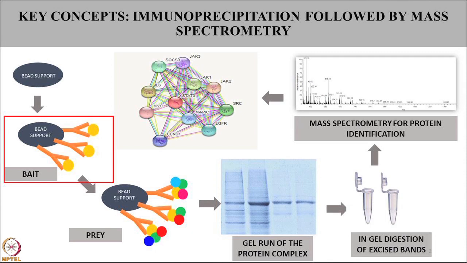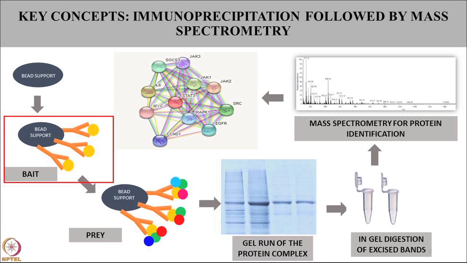So, basically this is the workflow. We will have a bead support. Majorly people use Sepharose beads, people use agarose beads also, with protein A or protein G immobilized, because protein A or G will bind to the Fc region of the antibody. So, you will conjugate your antibody and then you will incubate this.